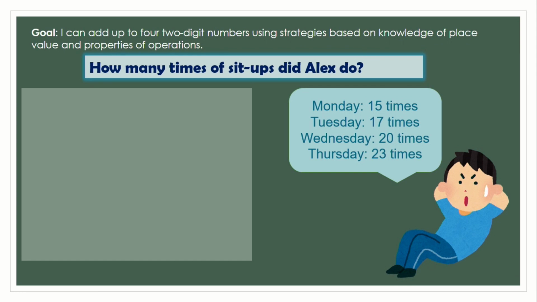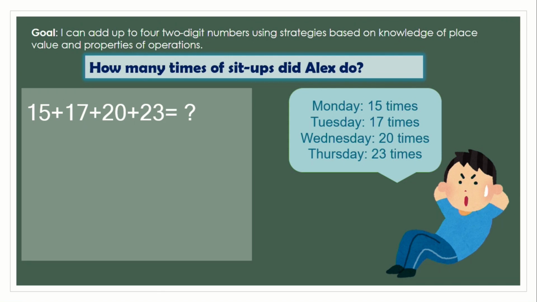Take your pencil and paper. Let's try together. Write down the number sentence. 15 plus 17 plus 20 plus 23 equals. So that's 4 two-digit numbers.